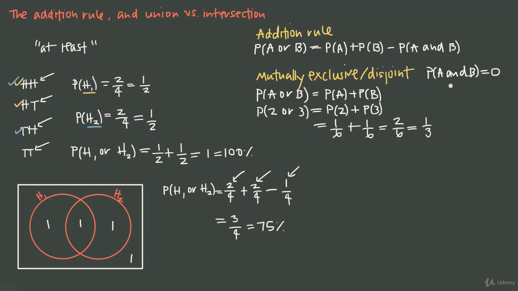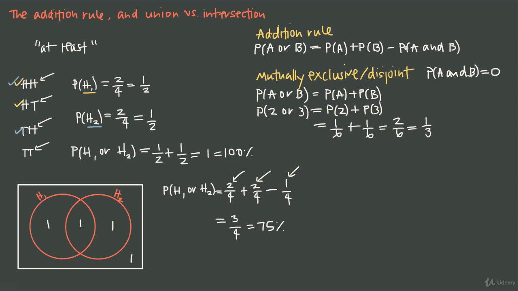In an example like that one, the probability of rolling a 2 and a 3 is 0 because we're talking about rolling a die only one time. And if I roll the die once, it's impossible for me to get a 2 and a 3 on that one roll. They can't happen at the same time. I can only get one result at a time. So the probability of getting a 2 and a 3 on one roll is going to be 0, which is why those are mutually exclusive or disjoint events.